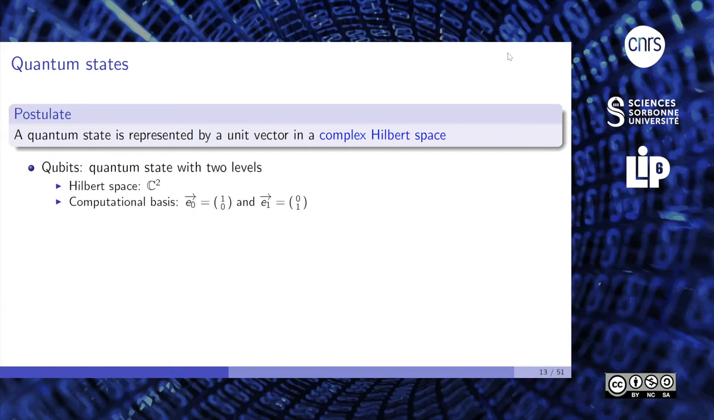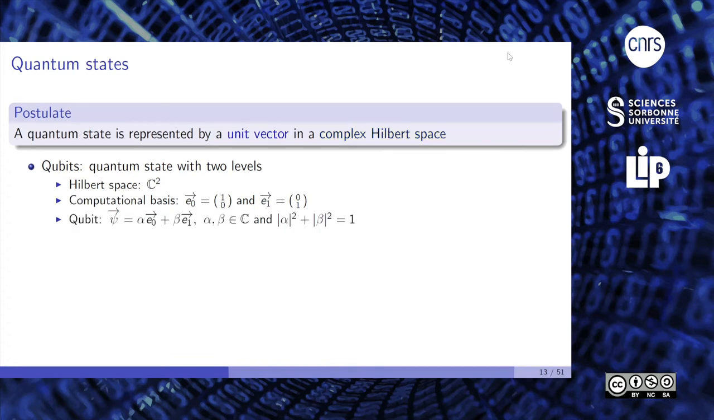Once you have a Hilbert space, you can also define a basis for this Hilbert space. Here I'll call this the computational basis, or standard basis: (1, 0) and (0, 1). This should be nothing new for you. And a qubit is just a unit vector in Hilbert space, so it's a superposition, a linear sum between these two basis vectors: alpha |0> plus beta |1>, where alpha and beta are complex numbers such that |alpha|^2 + |beta|^2 is equal to one. So a qubit is just this vector in the Hilbert space that has unit norm. Any question? So this is a qubit.